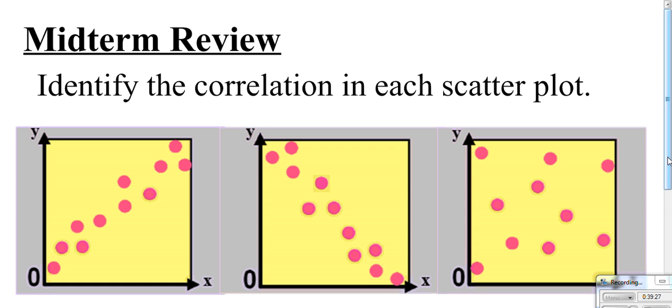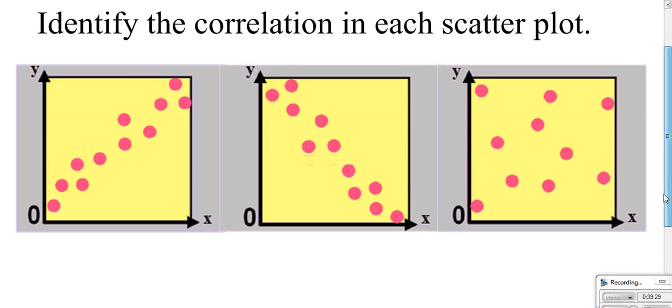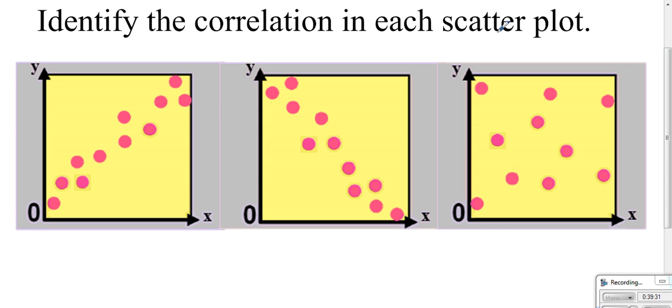So basically, we haven't done any of this in a while. Identify the correlation in each scatter plot. It's either positive, negative, or no correlation. What is the correlation here? If I drew a trend line, remember, it goes straight through the middle. What is that trend line? This is a positive correlation. Let me write this.